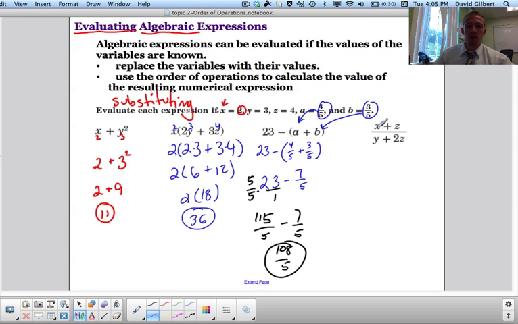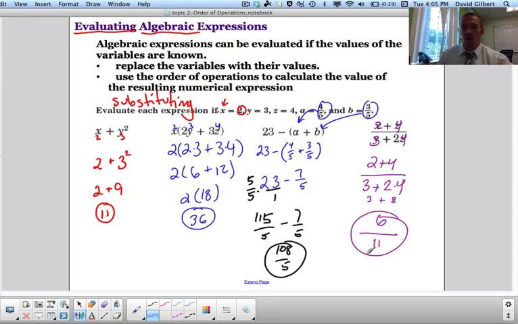One last one. So x is 2, y is 3, and z is 4. So now I'm going to rewrite it. 2 plus 4 over 3 plus 2 times 4. So like before, we can evaluate the top, evaluate the bottom, and then simplify if possible. So we evaluate the top, we get a 6. Evaluate the bottom, we have a 3 plus 8, so that's an 11 on the bottom. And we're done. Can't simplify it anymore.